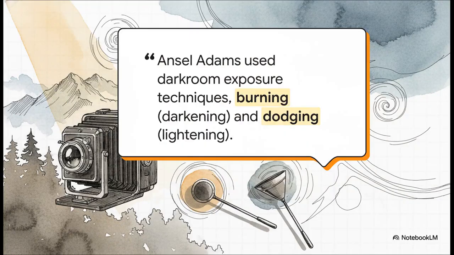But let's be clear, manipulation has always had an artistic side. The legendary photographer Ansel Adams, for example, was an absolute master of the darkroom. He used techniques like burning and dodging, which is just darkening or lightening parts of the image, to enhance his work, to pull out emotion and drama. See, this wasn't about faking reality. It was about elevating it into art.